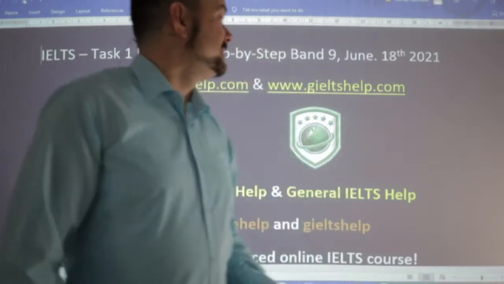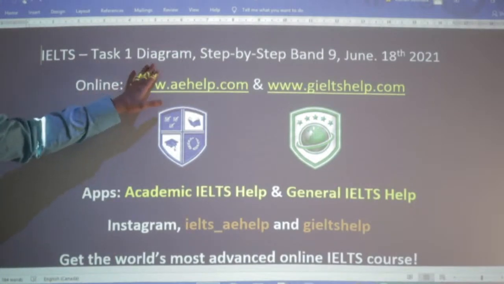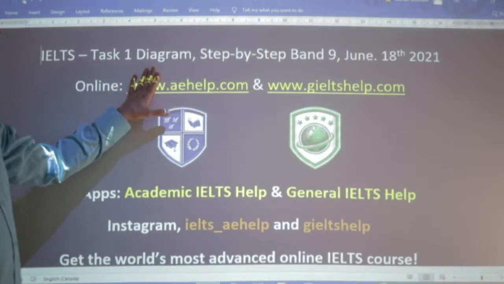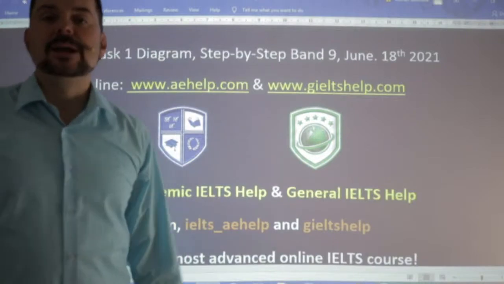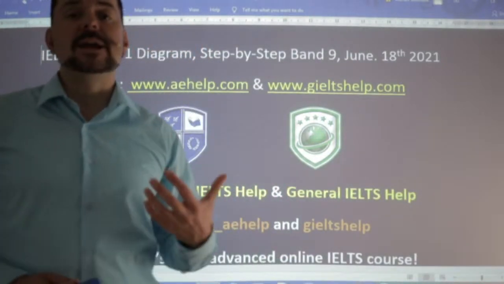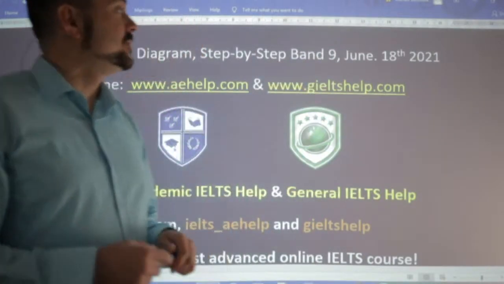In this class, everyone, we are looking at IELTS, another Task 1 diagram for the academic version of the test. And we're going to do a step-by-step walkthrough of how to write that Band 9 essay. This is going to be a comparative diagram where we have to compare two maps. Okay, so that's coming up.